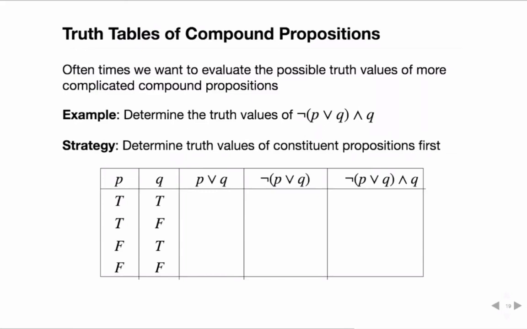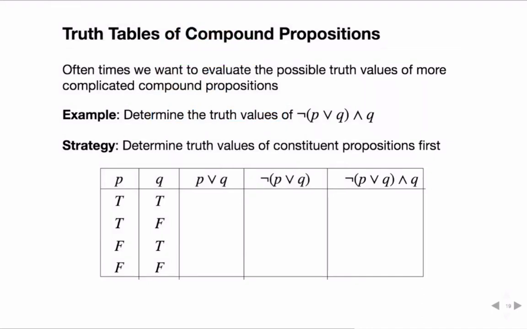Okay, so now we've got these three basic logical connectives, the conjunction and two flavors of disjunction at hand, and we also have negations. And so now what we can do is start combining those four things in really interesting ways. So for example, we might want to analyze the truth value of a compound proposition that looks like this.